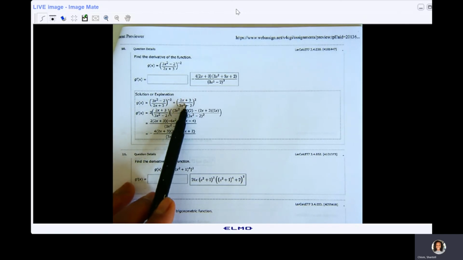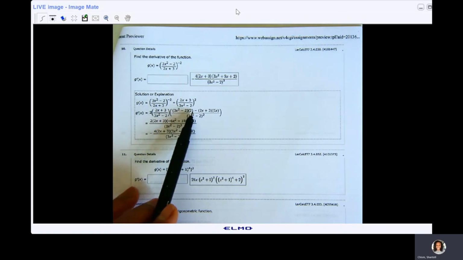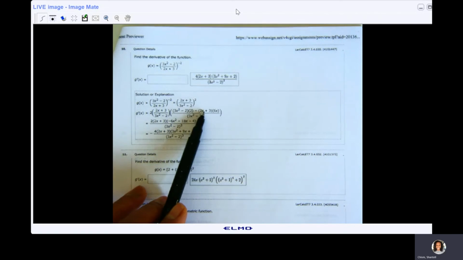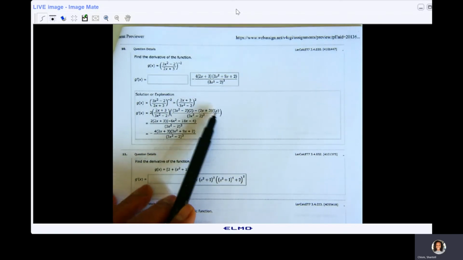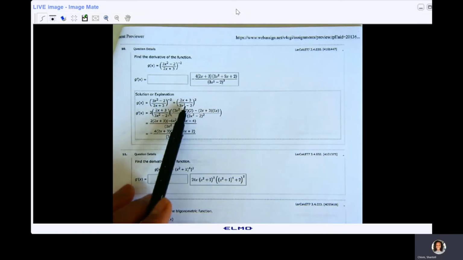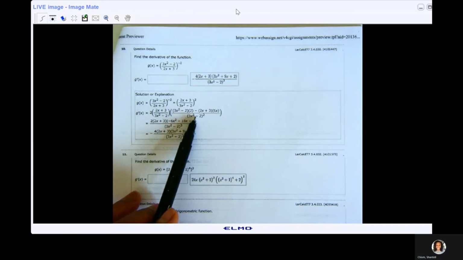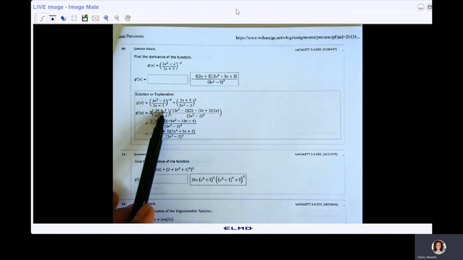Well, the inside is a quotient, so you would have to apply the quotient rule. So you would say bottom times the derivative of the top minus the top times the derivative of the bottom. And that would be all over the bottom squared. And so from that point, it's literally algebra, cleaning this up, okay?